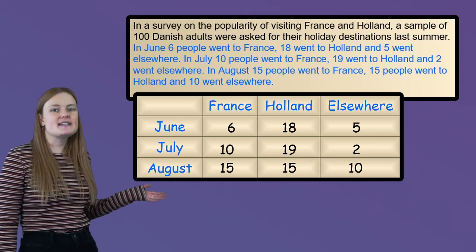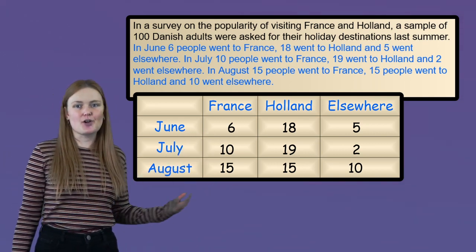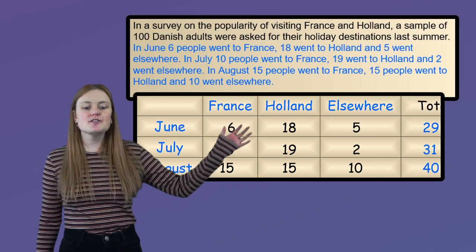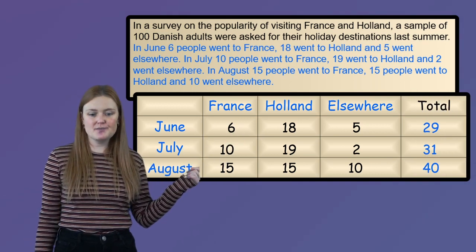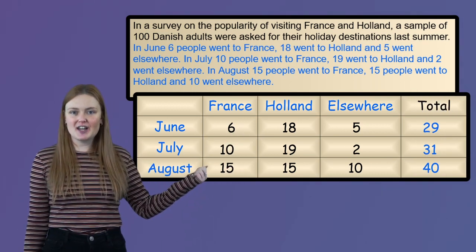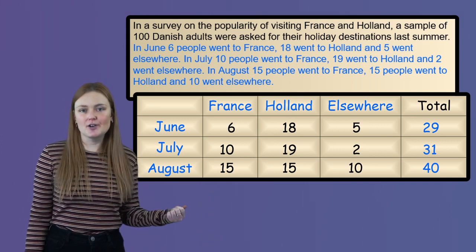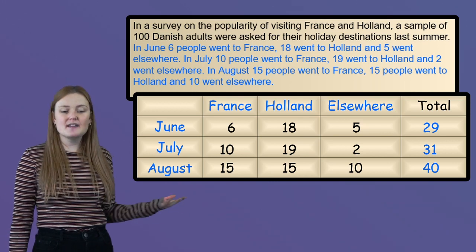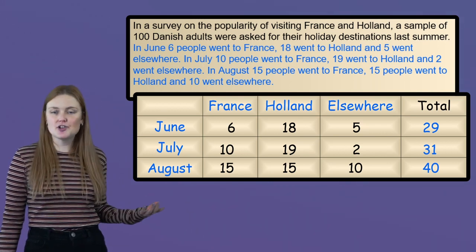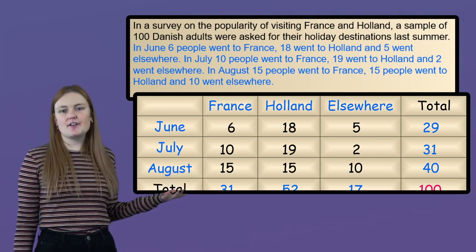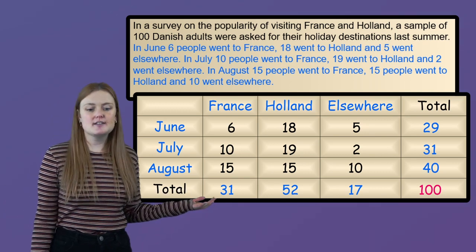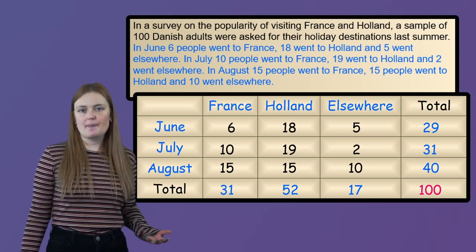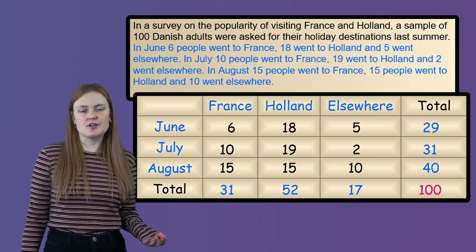So from this data, we can then fill in our total columns. So we've got totals of 29 that went on holiday in June, 31 that went on holiday in July, and 40 that went on holiday in August. That totals our 100 people. Along the bottom, we can then total how many people went to each country. So 31 went to France, 52 went to Holland, and 17 went elsewhere. They should also add up to our 100.